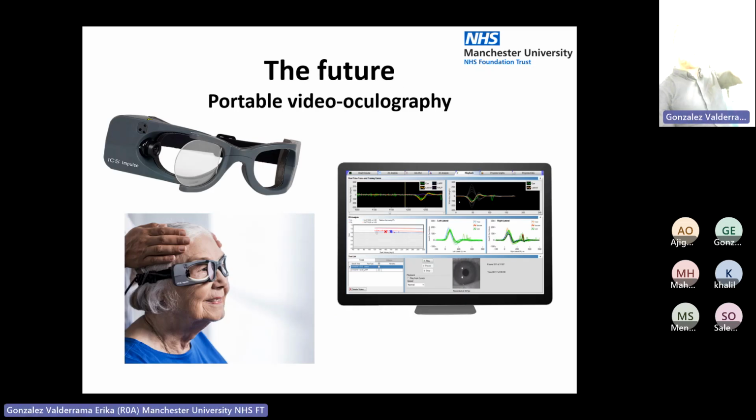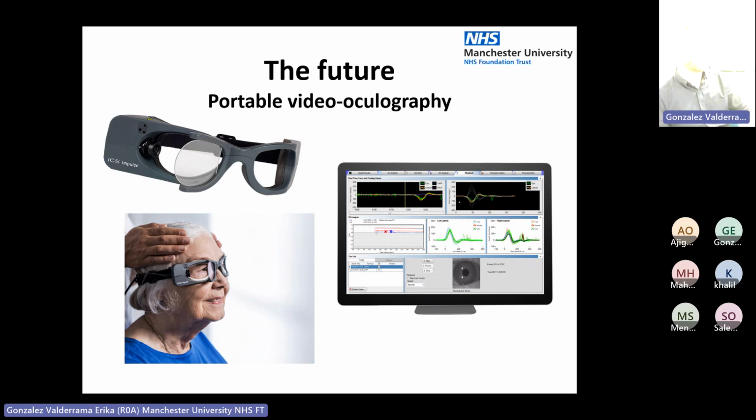So just to finish up, these goggles are called VHIT goggles. They're called video head impulse goggles. Video head impulse test. We do tons of this here. We've got 3 sets of them. They are very, very useful, especially in the acute setting.